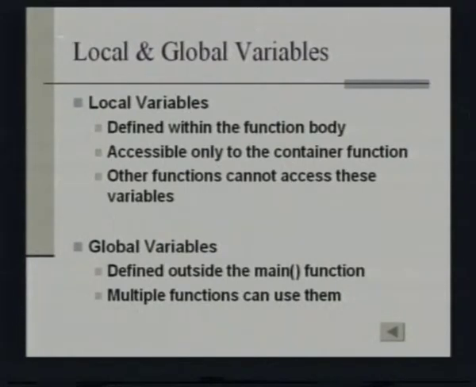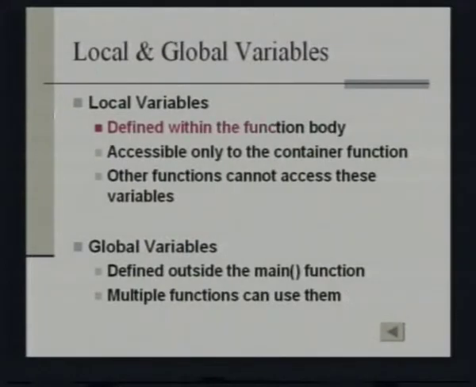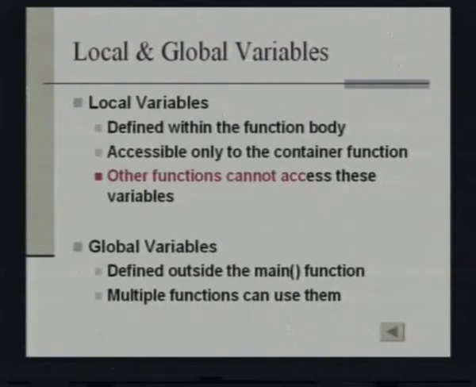C consists of many functions. A C program may have 2 or 3 functions in the program. So if a variable is considered local, it is defined only in one function, it can be seen only by that function and it can be used only by that function. It's defined within the function body, accessible only to the container function. That is, whichever function has defined it, only that can use this variable. Other functions cannot access, cannot see and cannot use these variables. So they are local to that particular function where they are defined. That is the meaning of the word local variable.